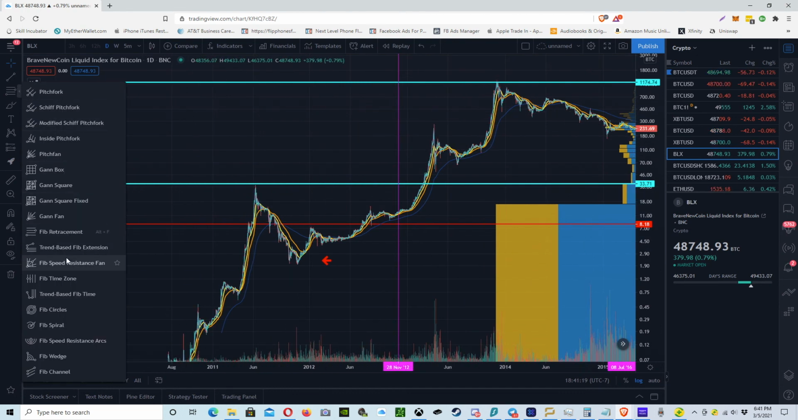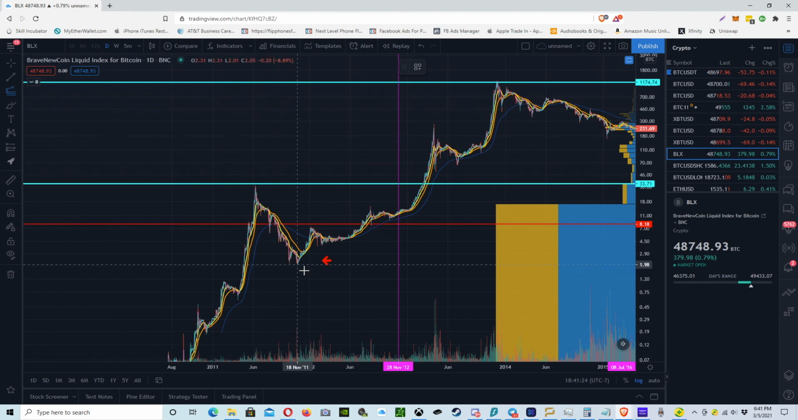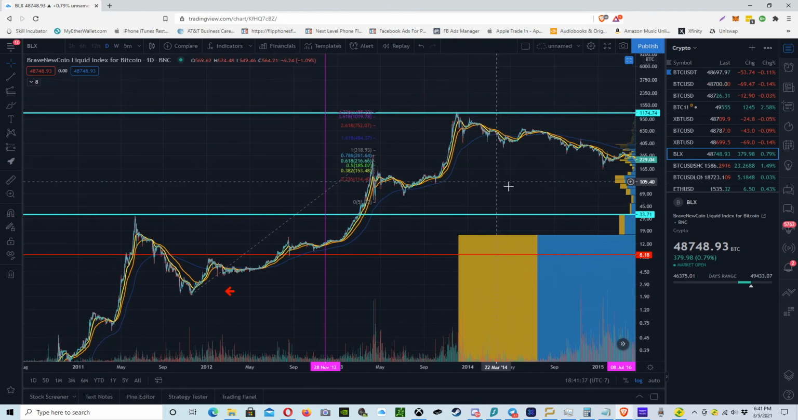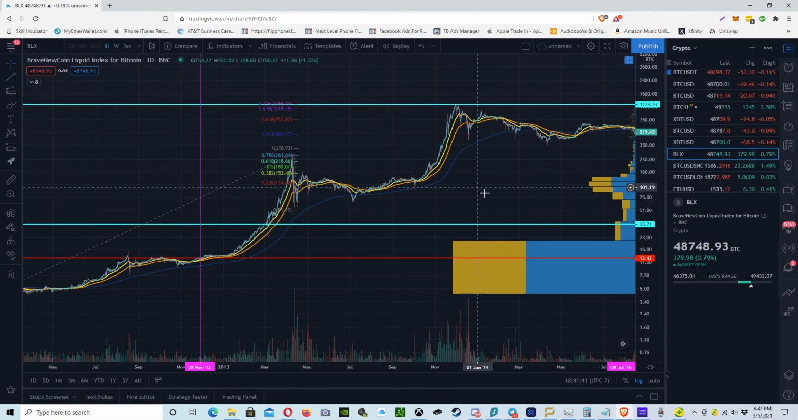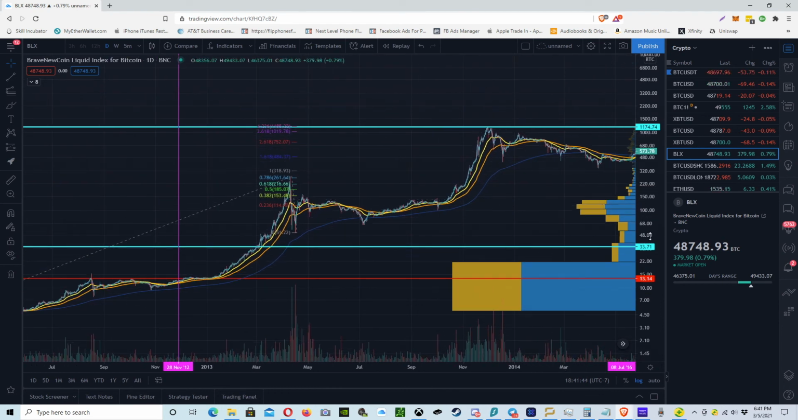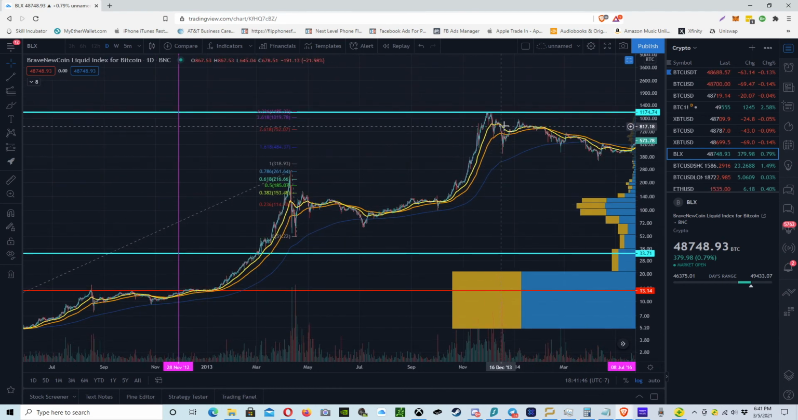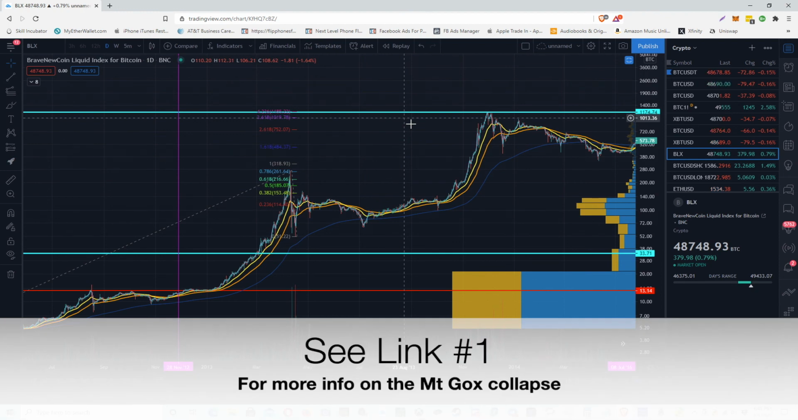Let me draw a fib extension here. Where's fib? Trend-based fib extension. So I'll go from the bottom of the 2011 bear market to the top right here and to the bottom right there, which is just another way you can illustrate how Fibonacci numbers can be used to help project growth. You can see here there's even more confluence for the cycle top in 2013 when Mt Gox got hacked or became insolvent.